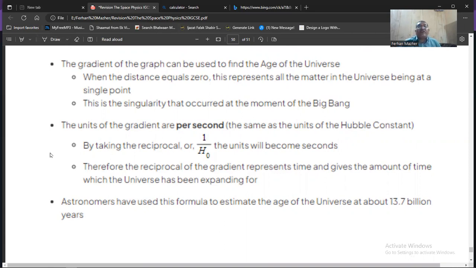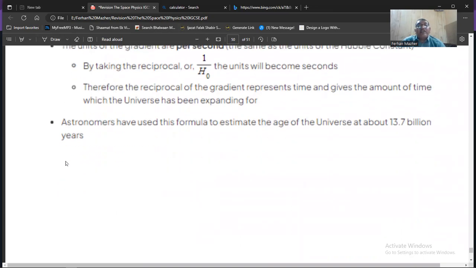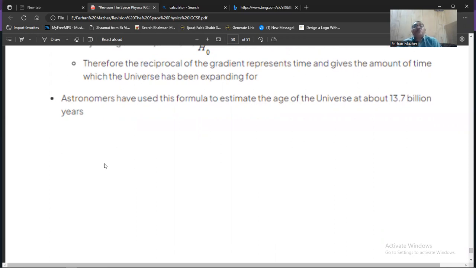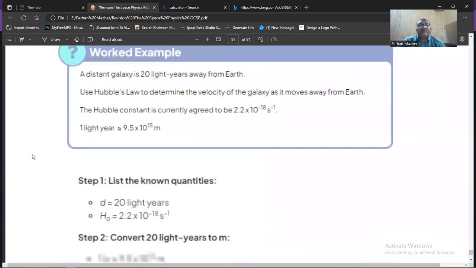The unit of the gradient is per second, the same as the unit of the Hubble constant. By taking the reciprocal, or 1 by H naught, the unit becomes seconds. Therefore, the reciprocal of the gradient represents time, and gives the amount of time which the universe has been expanding for. Astronomers have used this formula to estimate the age of the universe at about 13.7 billion years.